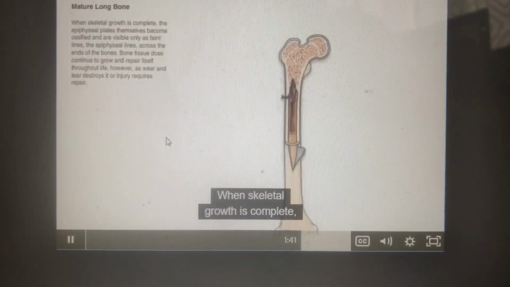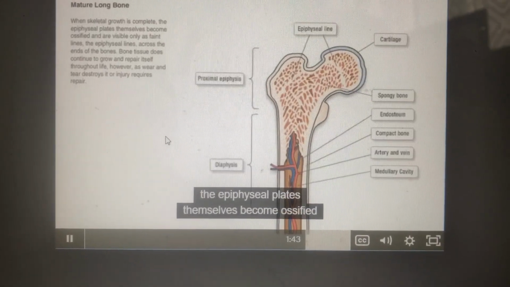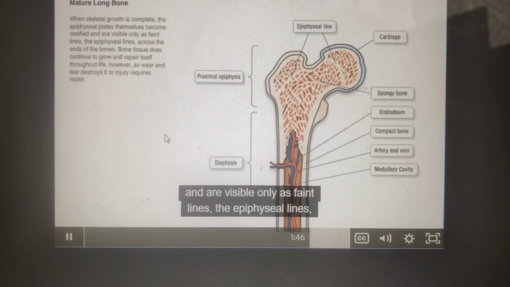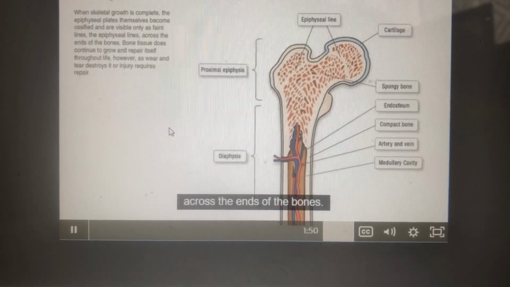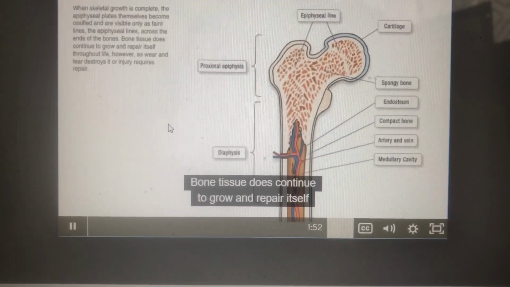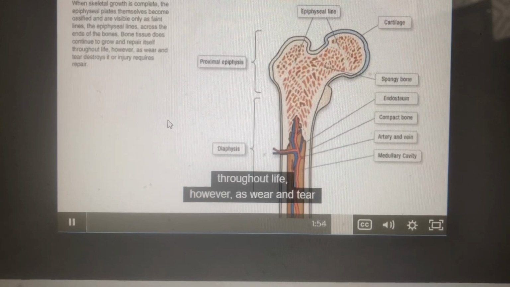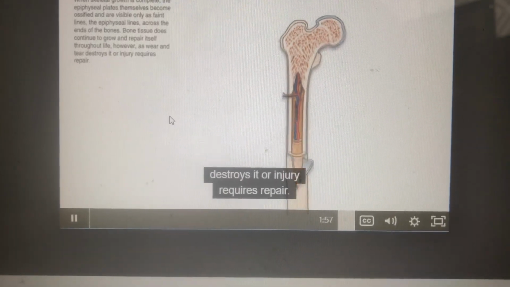When skeletal growth is complete, the epiphyseal plates themselves become ossified and are visible only as faint lines, the epiphyseal lines across the ends of the bones. Bone tissue does continue to grow and repair itself throughout life, however, as wear and tear destroys it or injury requires repair.